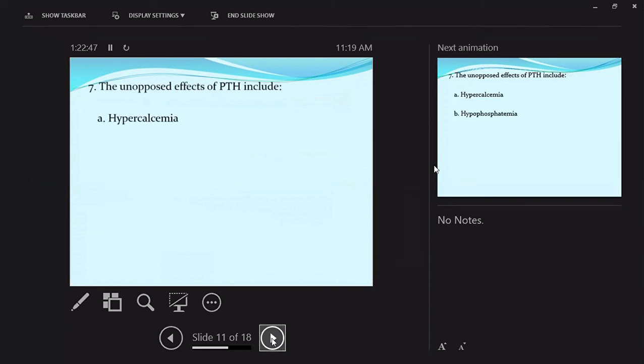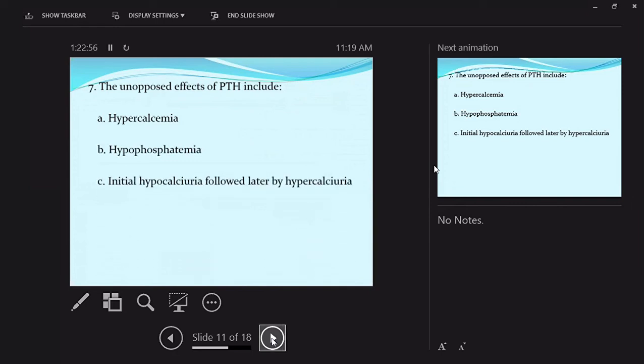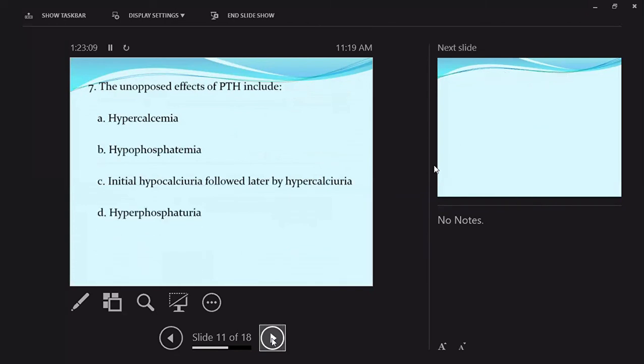The unopposed effects of parathyroid hormone are hypercalcemia, hypophosphatemia, initial hypocalciuria, followed later by hypercalciuria in the urine, then hyperphosphaturia.